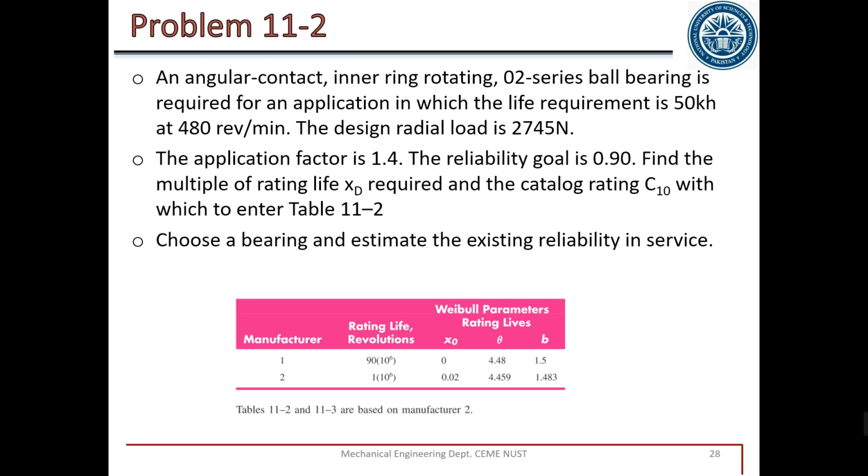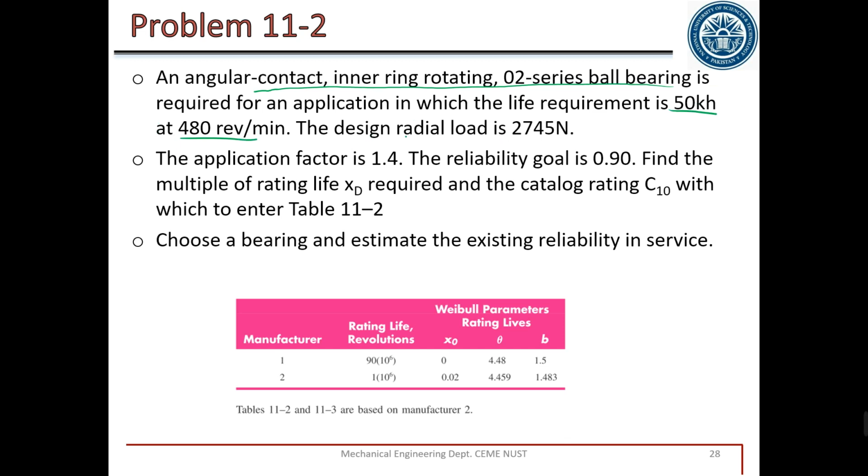Now I'm going to solve the final problem before the end of this chapter, because this chapter is not very lengthy, and we will not be solving further sections in the chapter. In this question, they have asked for an angular contact, inner ring rotating, 02 series ball bearing. You have to select this bearing from the chart. It is required for an application where the life requirement is 50 kilorevolutions, given at 40 revolutions per minute.